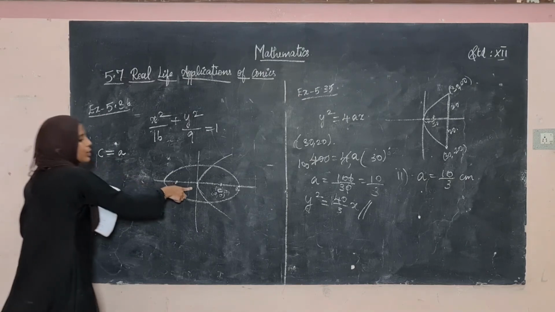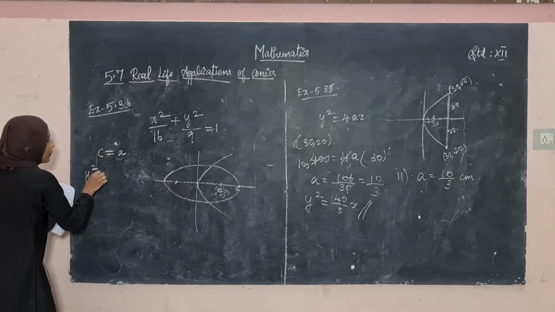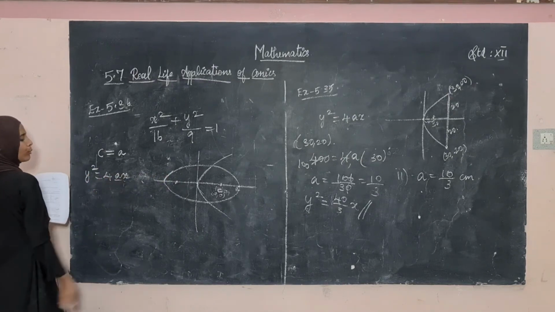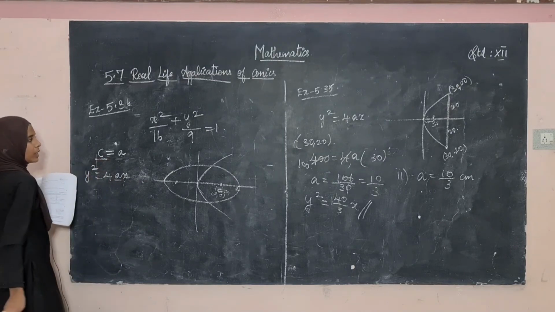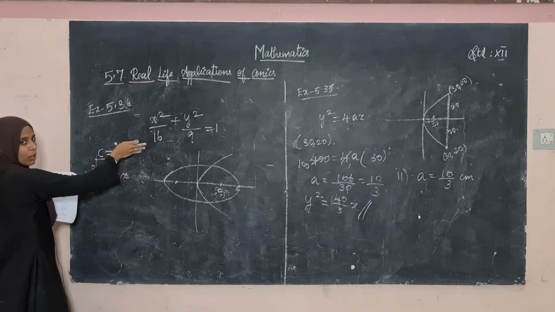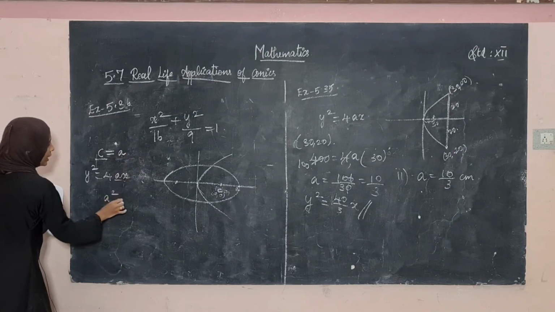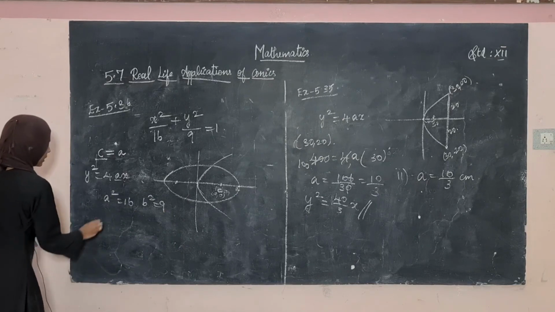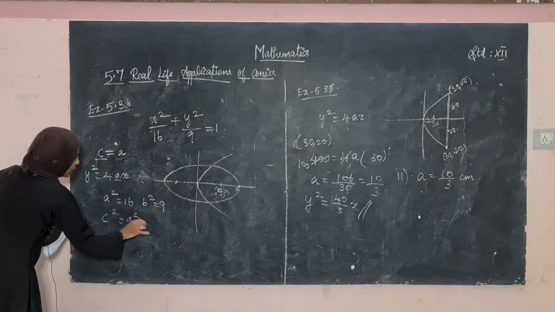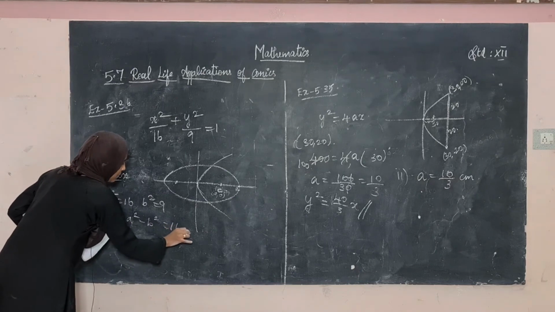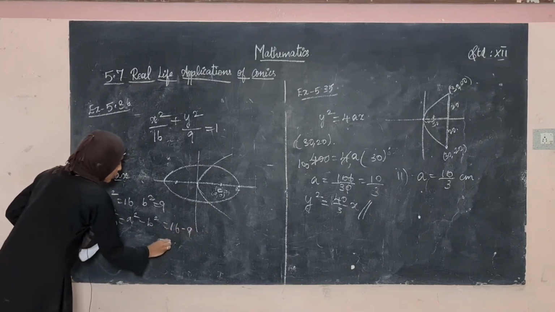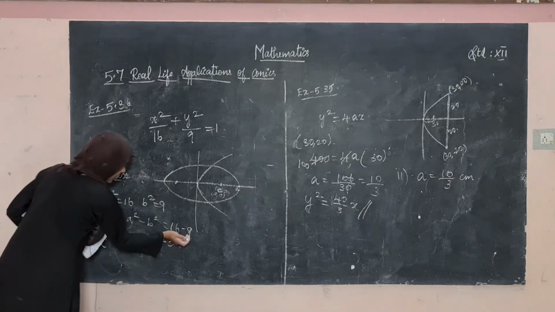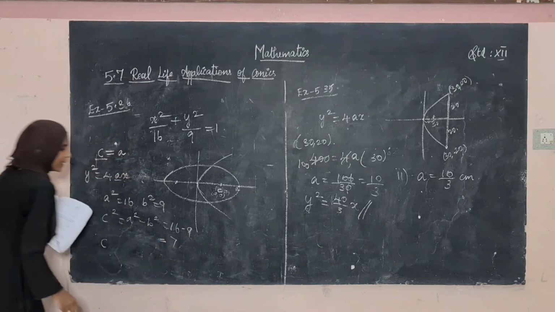We have to find the equation of the parabola. For a right-opening parabola, the equation is y squared is equal to 4AX. That is, we have to find the value of A, that is, the value of C. They have given the equation of the ellipse, so from this we got A squared is equal to 16 and B squared is equal to 9. How will we find the value of C squared? C squared is equal to A squared minus B squared, that is 16 minus 9, which is equal to 7.